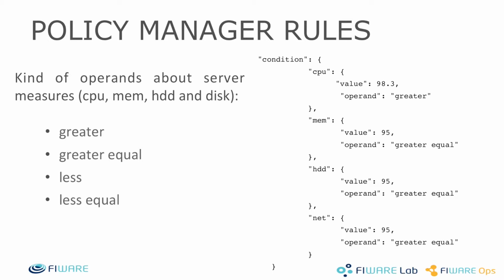Finally, we support four operands to control parameter values: CPU, memory, hard disk, and network. These are greater, greater equal, less, and less equal. These operands mean that if I want memory to be higher than a number or smaller than a value, then the action is fired.